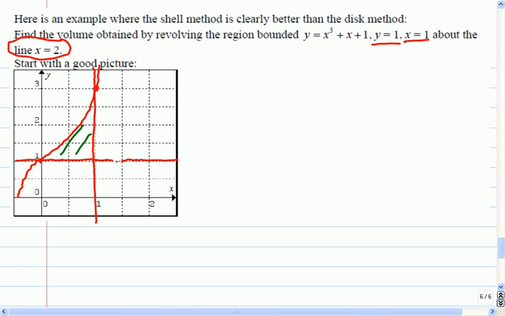Now, one more important piece of information I've already highlighted is that we're rotating it around x equals 2. So this is actually where I'm going to draw my rotation. Whoops.